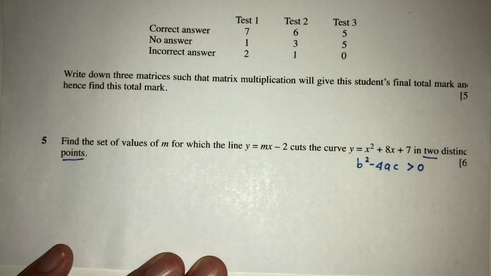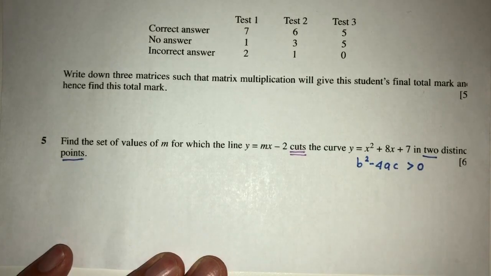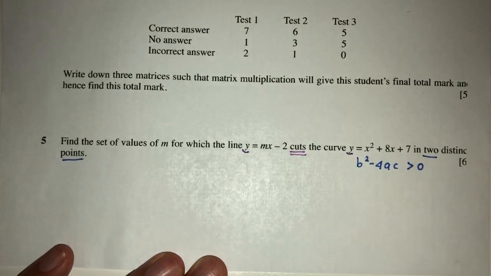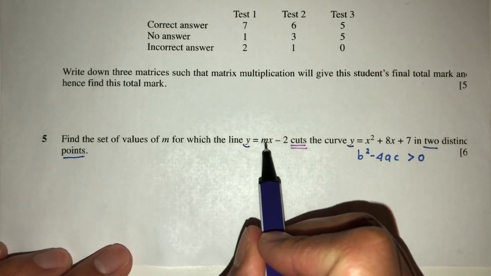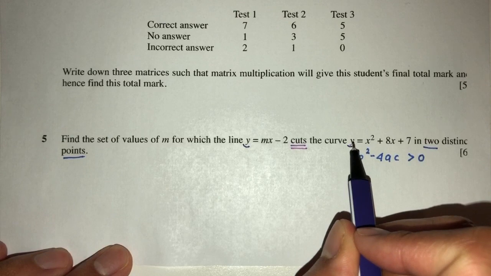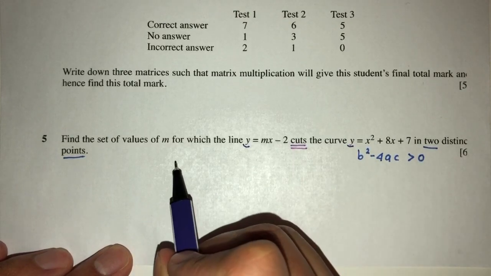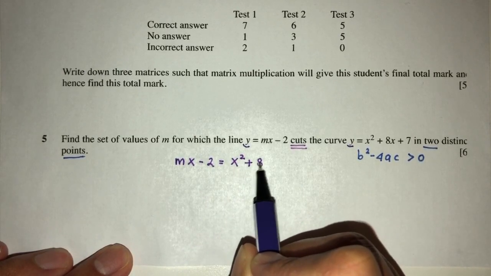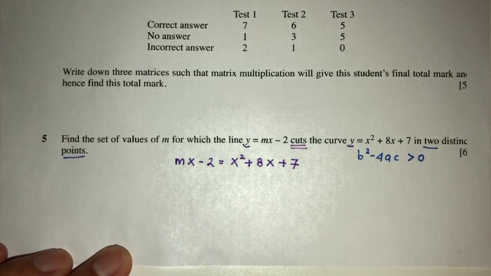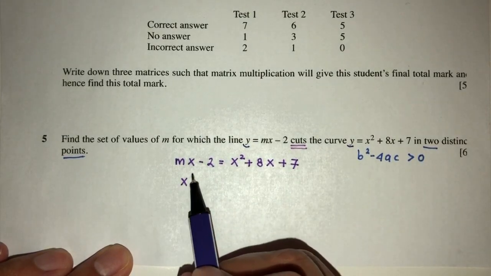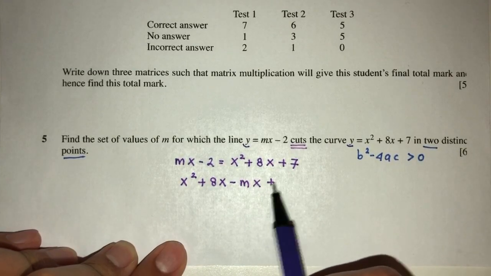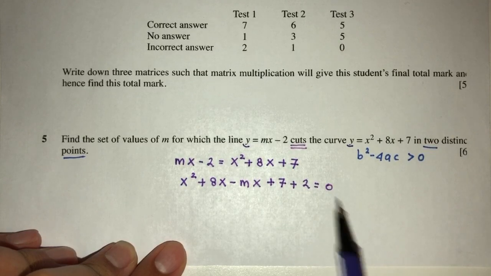Now when you see cuts, meet, or intersect, you have to solve simultaneously. Okay, so let's proceed with that. Here we have y, here we have y, so we can just replace in one another, right? So let's just put this y in this. So y is equal to this, y is also equal to this. So it will be mx minus 2 has to be x squared plus 8x plus 7. Okay, so now let's send everything to one side. You will have x squared plus 8x minus mx plus 7 plus 2 has to be 0.